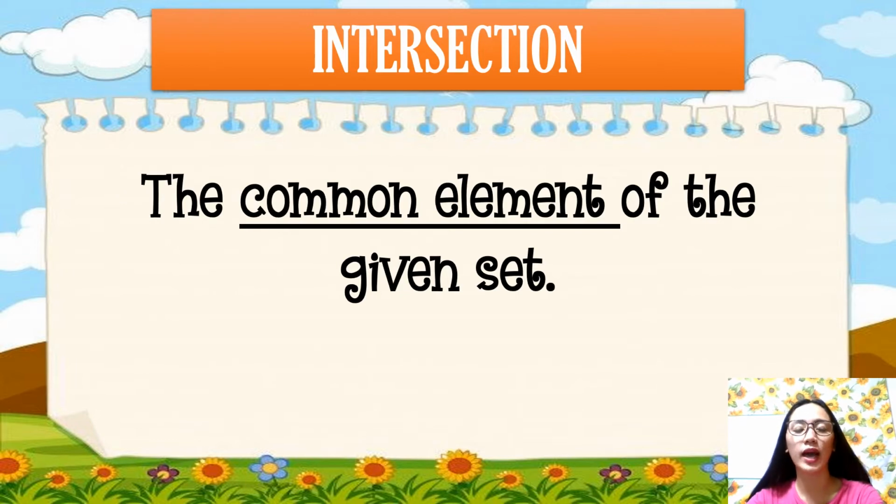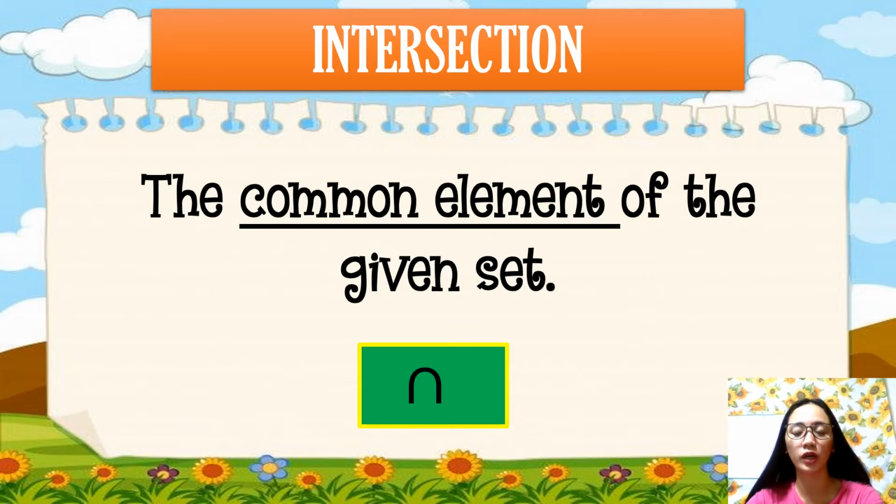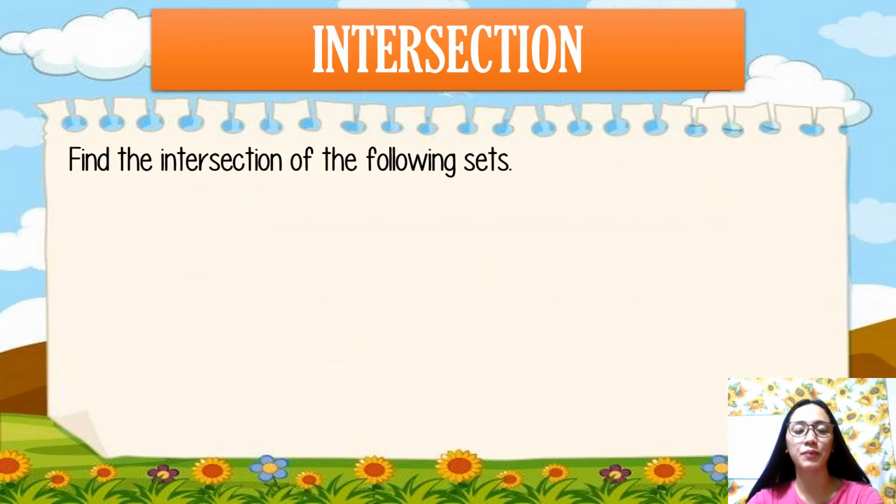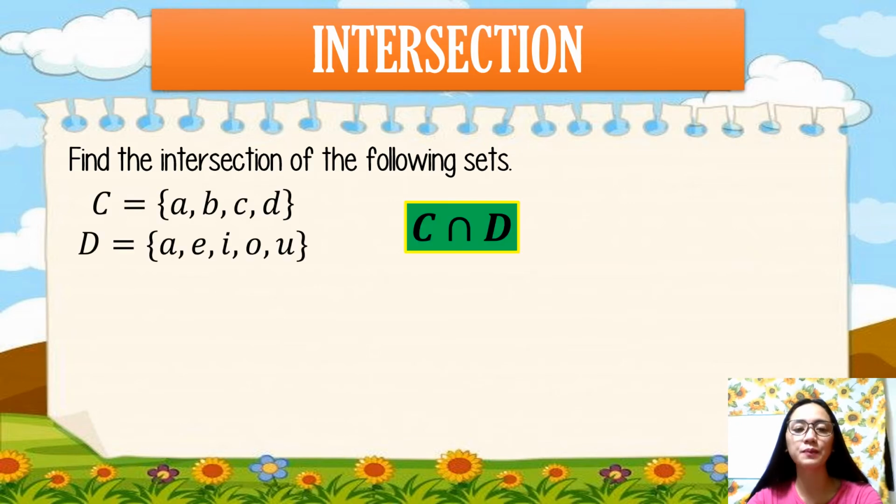Next operation, we have the intersection. When we say intersection, that refers to the common elements of the given sets. If there is a common element between the two given sets, then that is what we call the intersection. We use the symbol ∩ to denote the intersection of the two sets. So let's have this example. Let's find the intersection of the following sets. The same sets will be given, and we will now find their intersection.